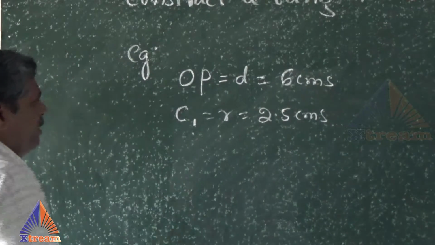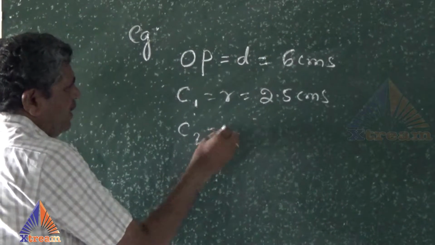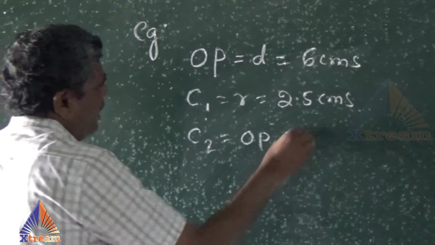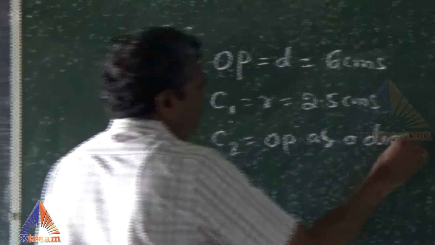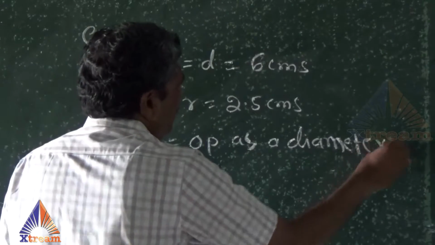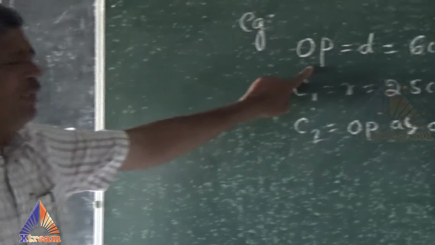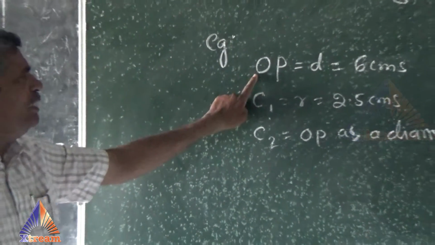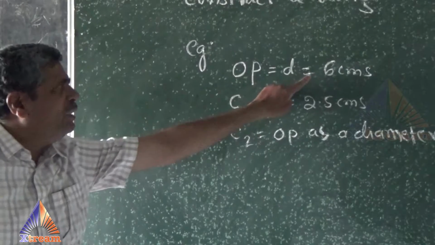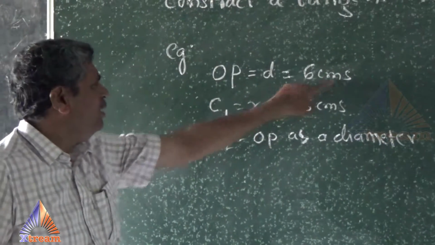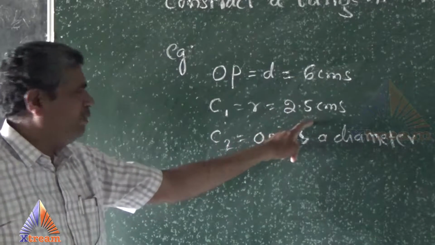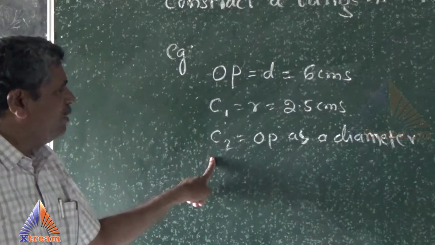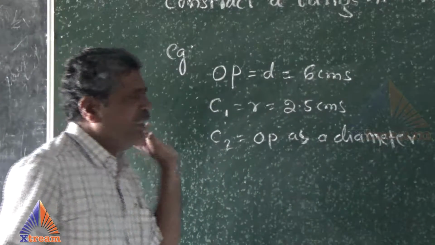Now the next step: the circle C2 has OP as a diameter. So O is the center of the circle, and P is a point away from the circle. The distance between O and P is called D, that is 6 centimeter. Then circle C1 has radius R equal to 2.5 centimeter, and C2 has OP as a diameter.